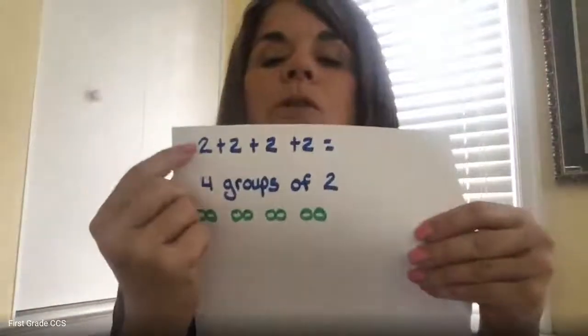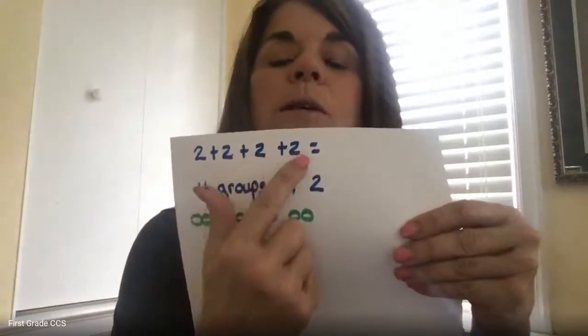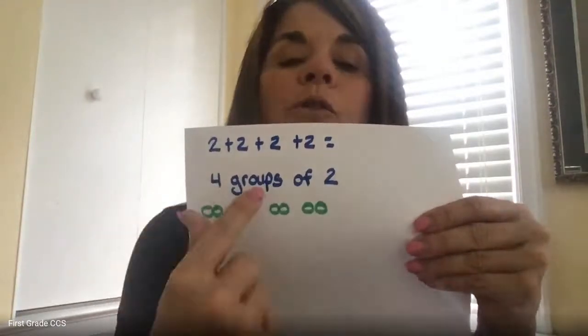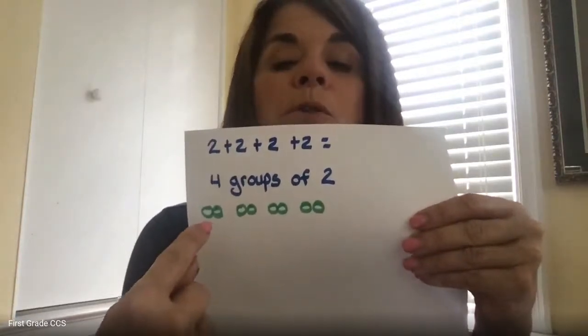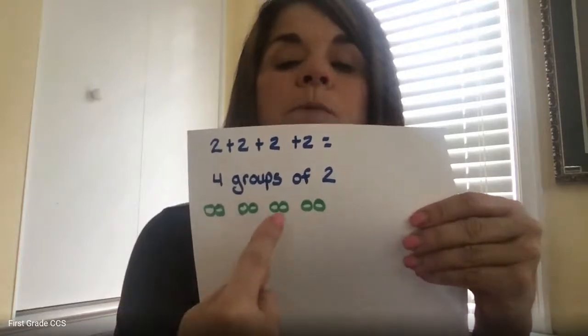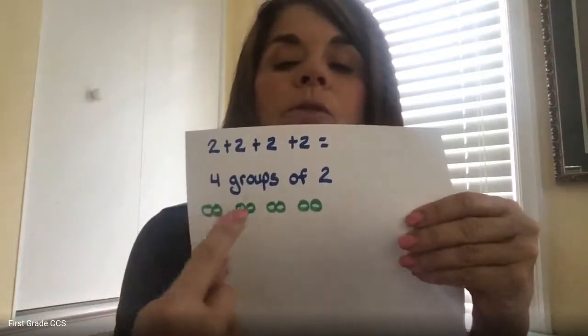Remember, multiplying is simply showing equal groups. So I have written out 2 plus 2 plus 2 plus 2, or 4 groups of 2. Then I drew a picture to show this. I have 4 groups of 2. 1 group, 2 groups, 3 groups, 4 groups. 2, 4, 6, 8. So the answer to 2 plus 2 plus 2 plus 2 is 8. 4 groups of 2 equals 8.